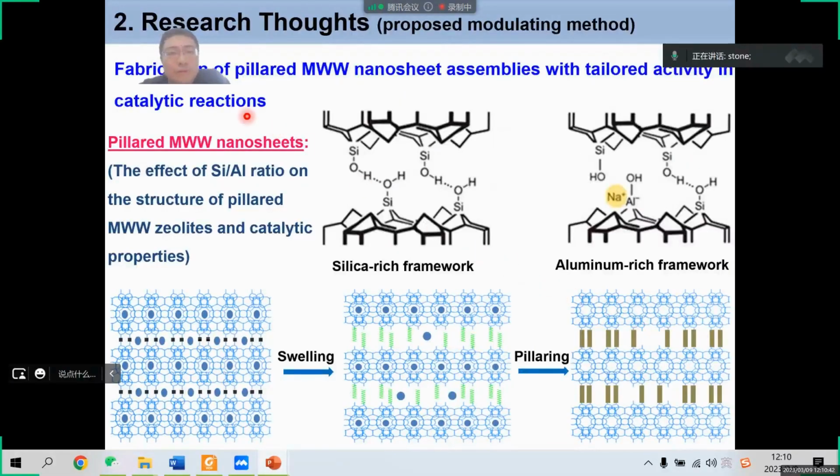We also fabricated a pillared MWW nanosheet. Here, the effect of the silica-aluminum ratio on the structure of pillared MWW zeolite and their catalytic performance has been investigated, because based on the silica-rich framework and aluminum-rich framework of MWW zeolite, it keeps different structures of pillared MWW zeolites.